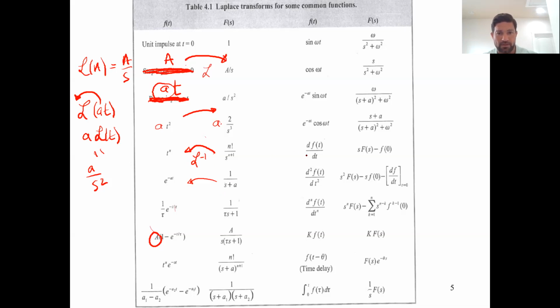Let me point out a couple of other things. I showed you on the previous slide the Laplace of the derivative: the Laplace of the derivative of a function equals this right here. S times F of s, which is just the function in the Laplace domain, minus f0, and this right here is the initial condition. And it's the initial condition in the time domain.